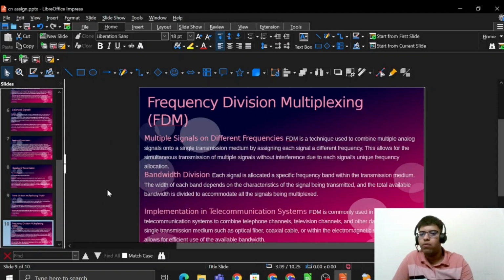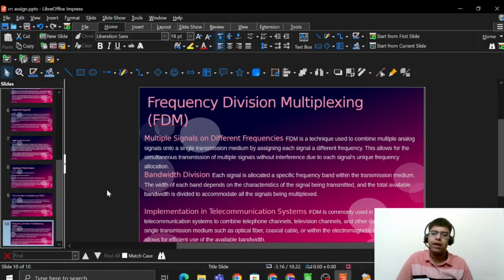And the final topic for today's video is frequency division multiplexing. FDM is a technique used for combining multiple analog signals onto a single transmission medium by assigning each signal a different frequency. It allows for simultaneous transmission of multiple signals without actually interfering, using its unique frequency allocation.